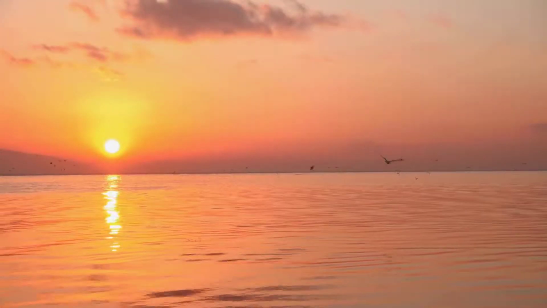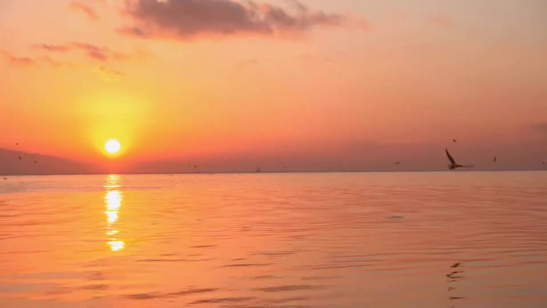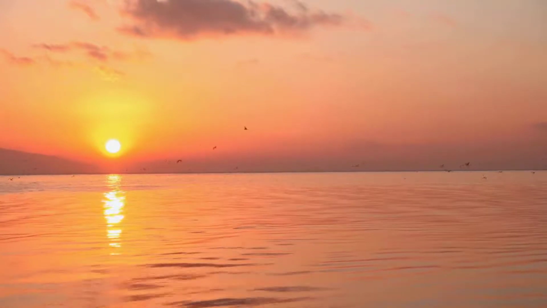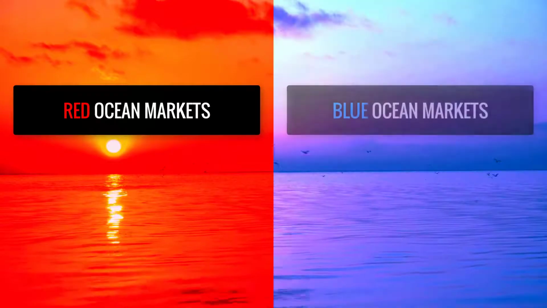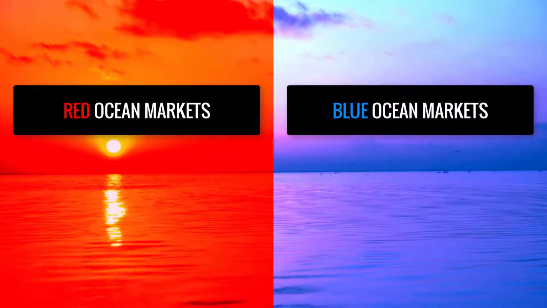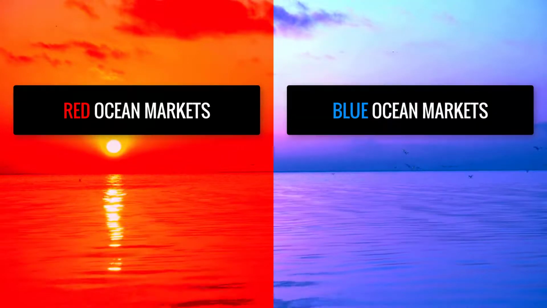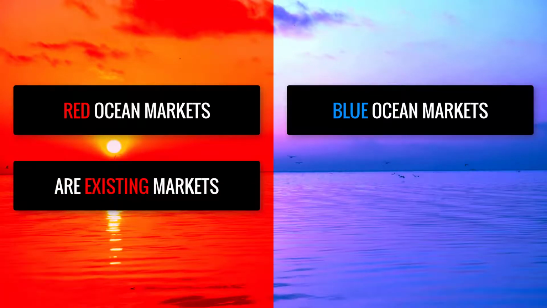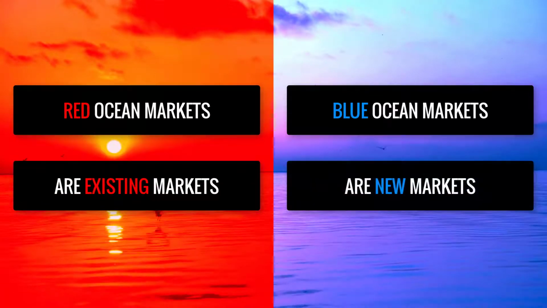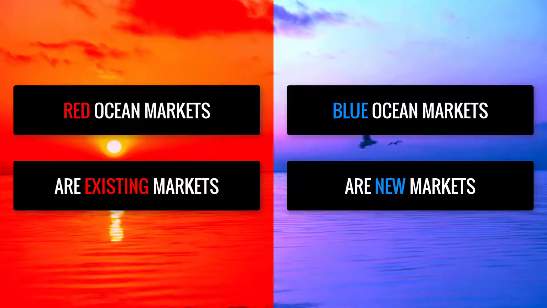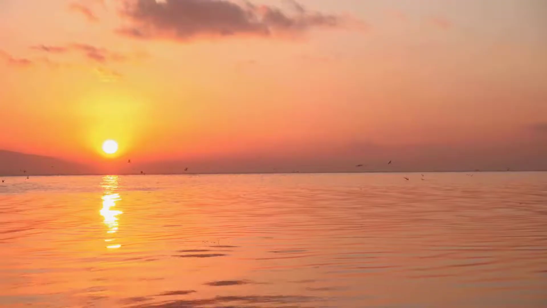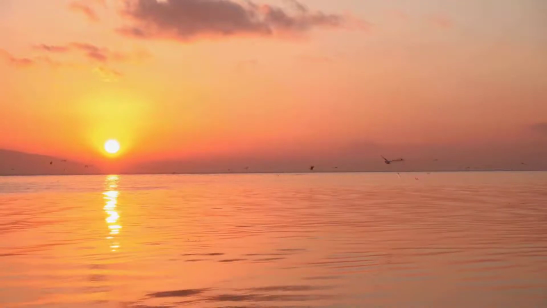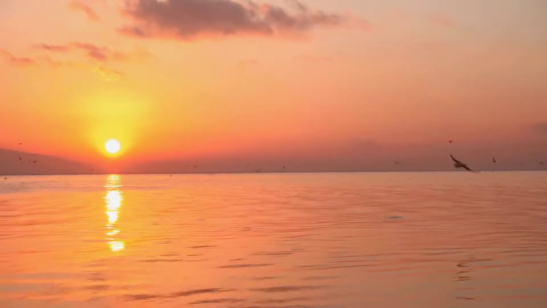You see, in business development and marketing, you have what they call red ocean markets and blue ocean markets. This is a fancy way of saying existing markets and new markets. Please note that we're talking about markets here, not products. Let me illustrate this by naming a few examples of blue ocean markets.